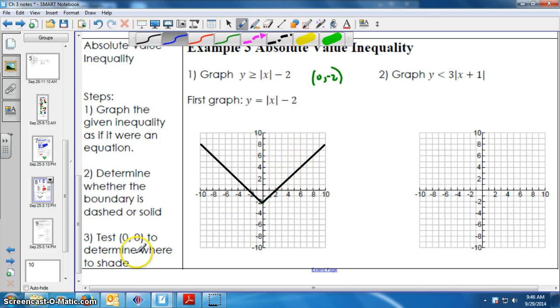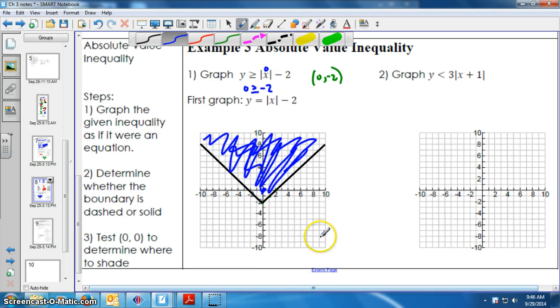Okay, now we're going to decide, are we going to shade inside or outside? And here's the way we can do it. We're going to test 0, 0 to see if it works. And if it does, we'll shade in here where 0, 0 is. So if I plug in 0 and I get -2, is 0 greater than or equal to -2? The answer is yes. So this is a point, which means all this in here, those are solutions. So we shade inside.